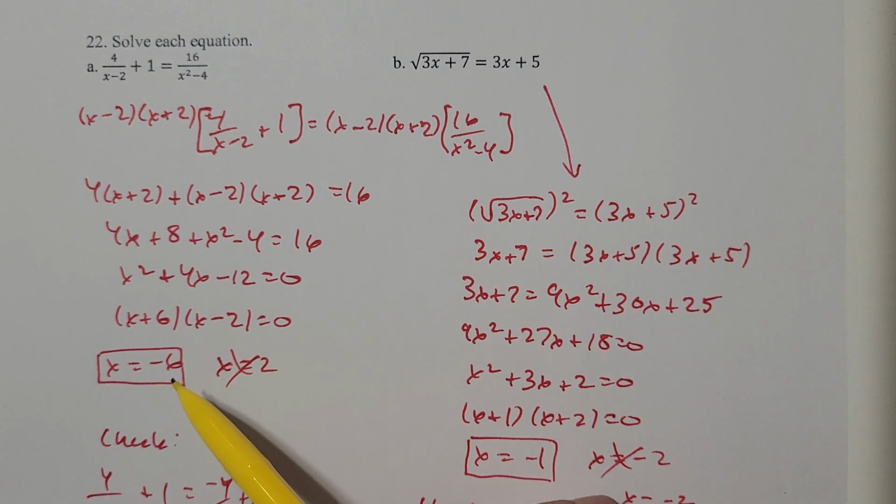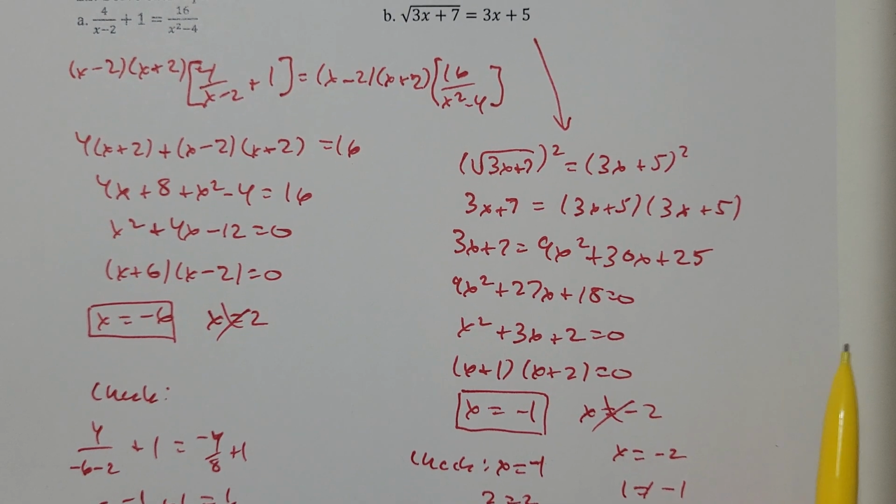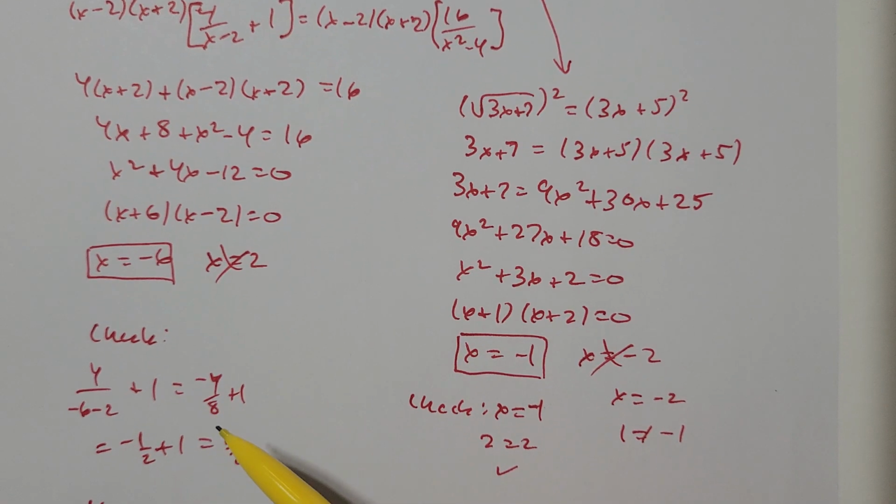And then we want to know, is negative 6 going to be a solution? So same deal, I plug in negative 6. I got 4 divided by negative 6 minus 2 plus 1, okay? That'd be negative 4 over 8 plus 1. Negative 1/2 plus 1 is 1/2.